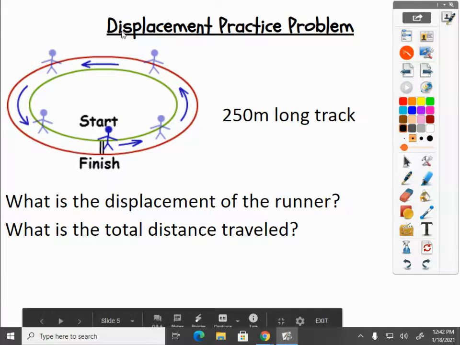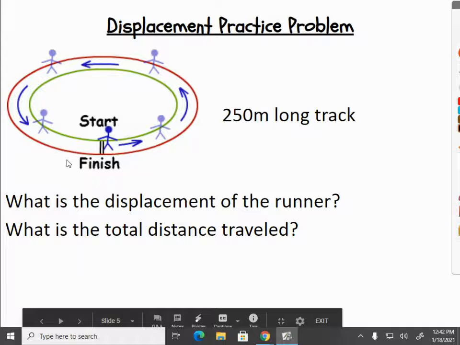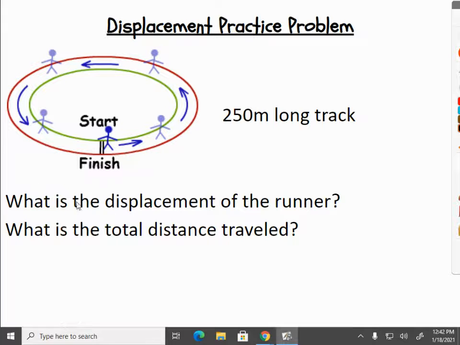All right. So displacement practice number 2. What is the displacement of the runner and the total distance going? The track is 250 meters. Now he goes all the way around and he finishes in the same place. So technically, the displacement is going to be 0, but the total distance traveled is 250 because I'm starting and ending in the exact same place.